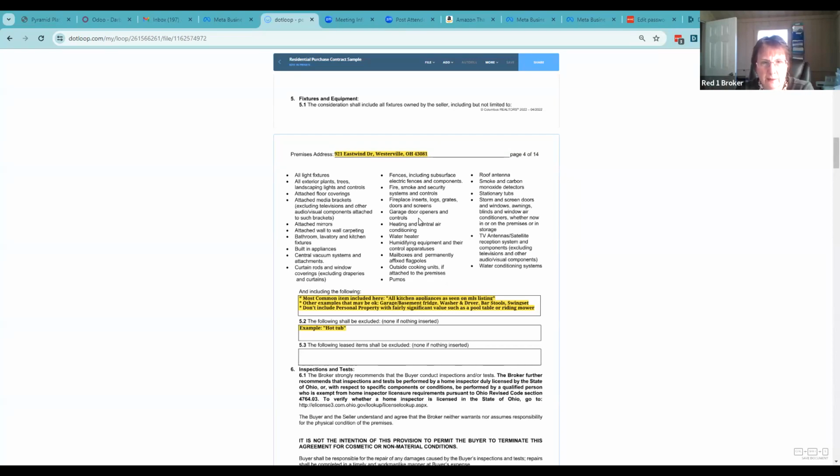A couple things that people often ask about. One is media brackets. So attached media brackets are the fourth one down here, excluding televisions and other components attached to the brackets. So the media brackets that are screwed into the walls, they should stay with the house. If the seller doesn't want to leave them, have them take them down before you list the house, and fill the holes, as they can leave some pretty big holes. Otherwise, the brackets stay, the televisions go.